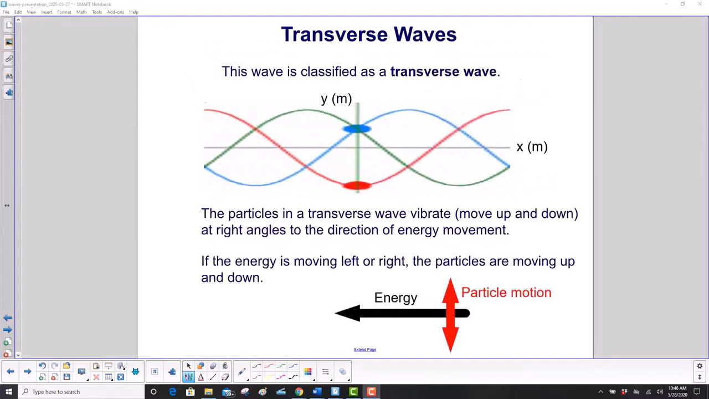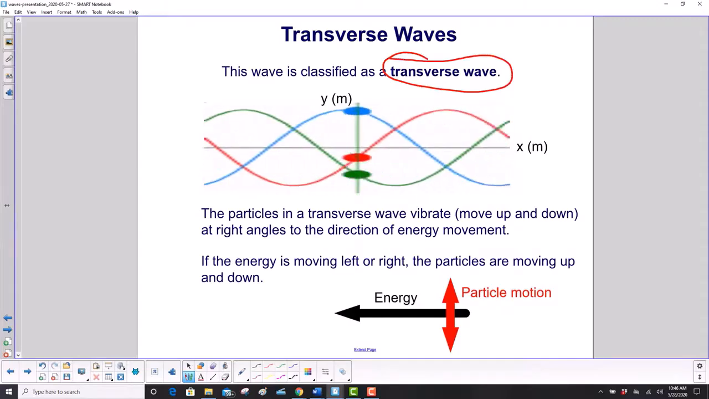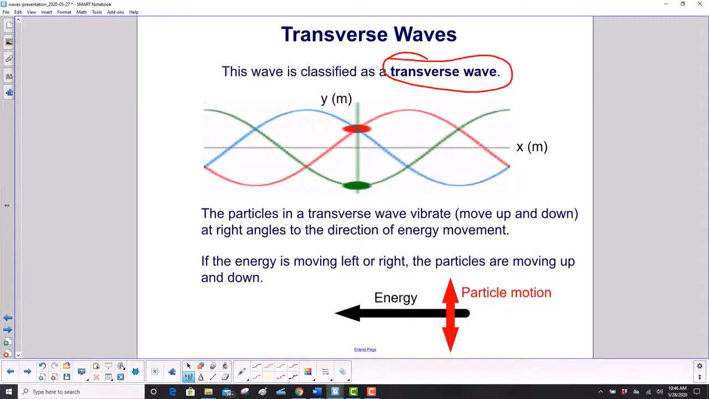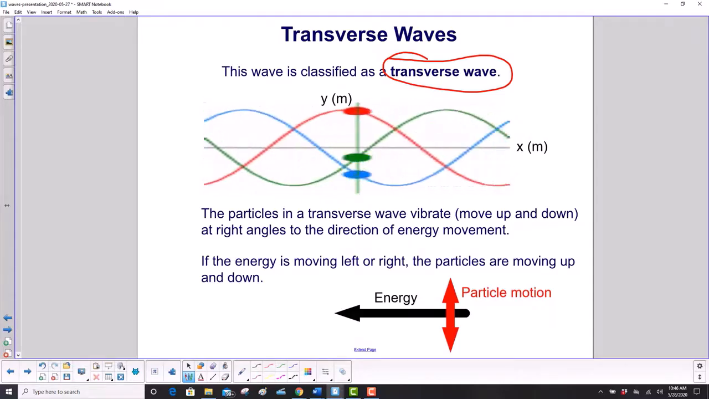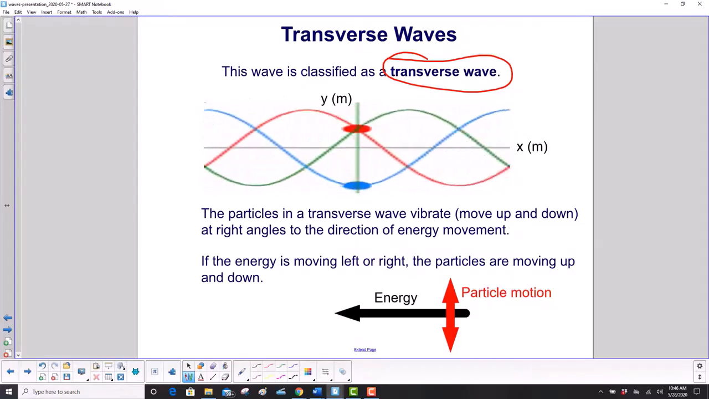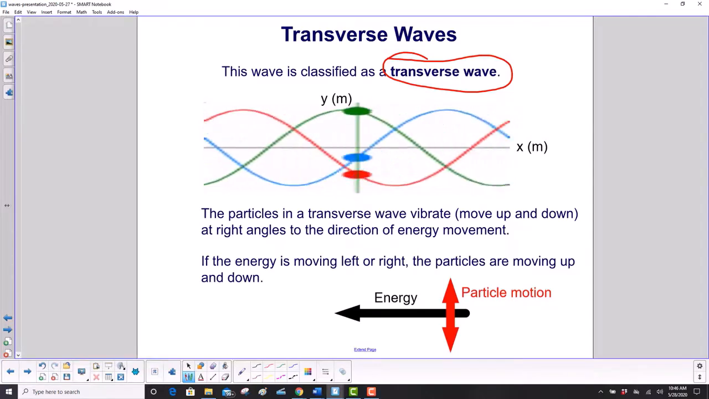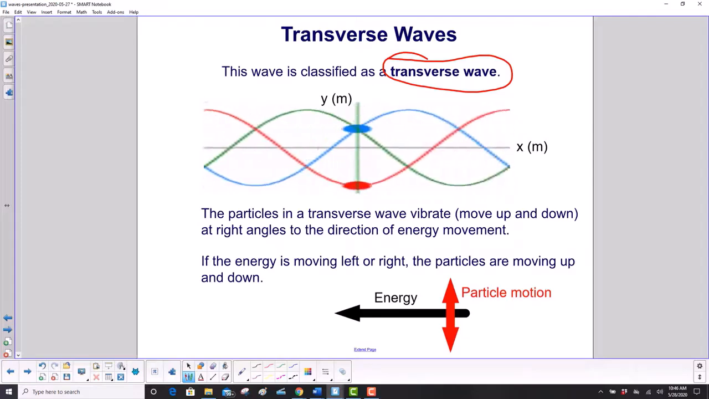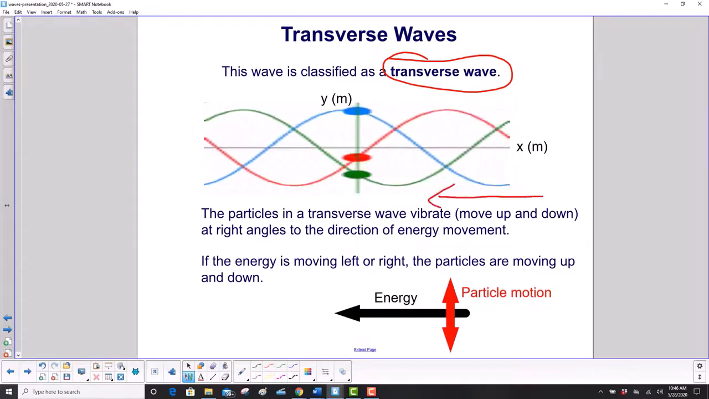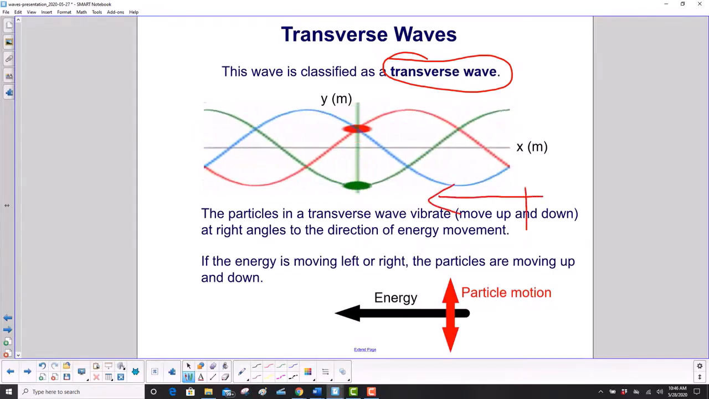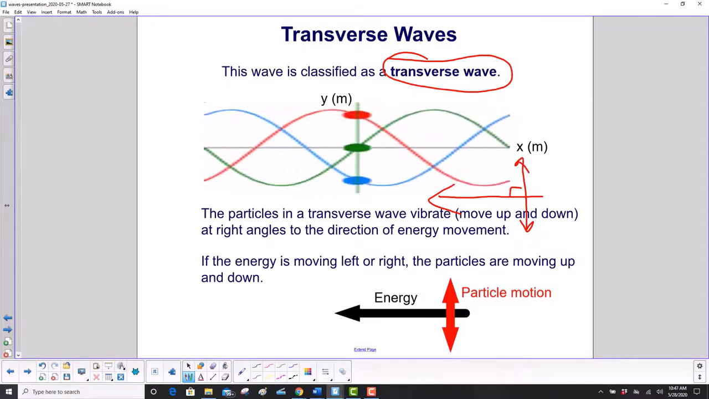The name of this type of wave, and there'll be another wave we'll cover a little later, is a transverse wave. That means the particles in the transverse wave, think of the water particles and also that bit of styrofoam, vibrate or oscillate or move up and down at right angles to the direction of energy movement. If the energy is moving left or right, the particles are moving up and down. So we have the energy being transferred by the curvy lines, the wavy lines, and they're going this way. But what are the individual particles doing? They're going up and down. That's perpendicular, right? That's a 90-degree angle there. So we call that a transverse wave.